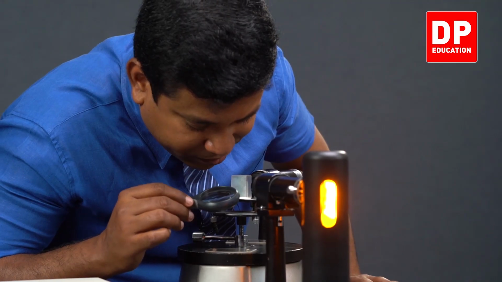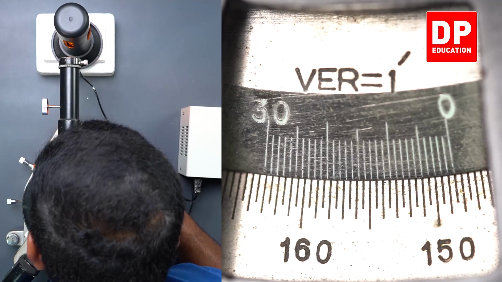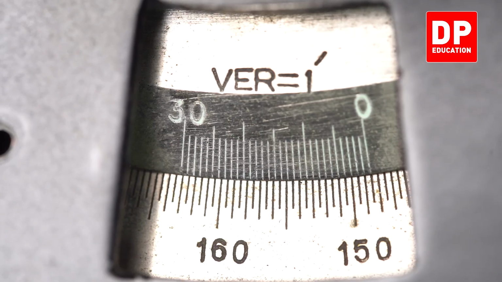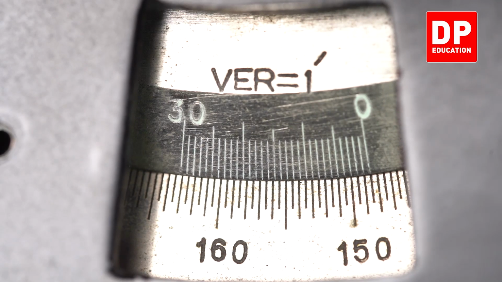And vernier 2 reading. Students, you can see the main scale reading is 148.5. Actually, the vernier's 0 is perfectly matching with 148.5 on the main scale. Therefore, the reading has to be 148.5 degrees, which means 148 degrees, and 0.5 means 30 minutes, right? So 148 degrees and 30 minutes it must be.